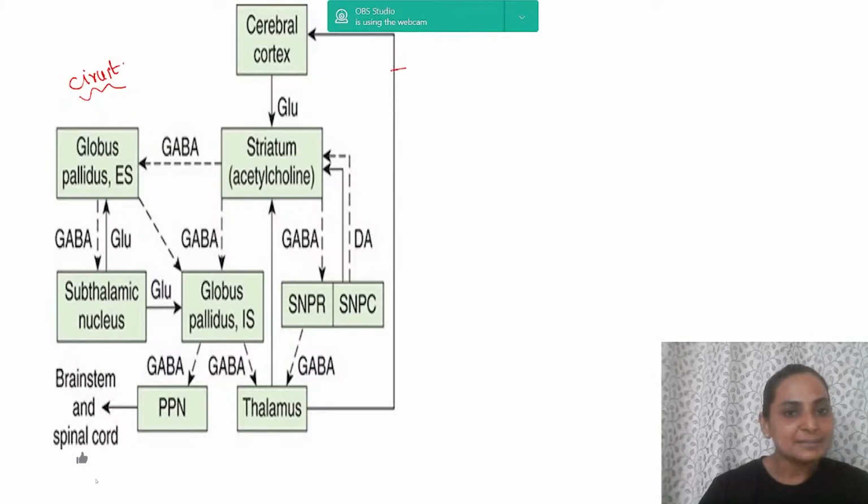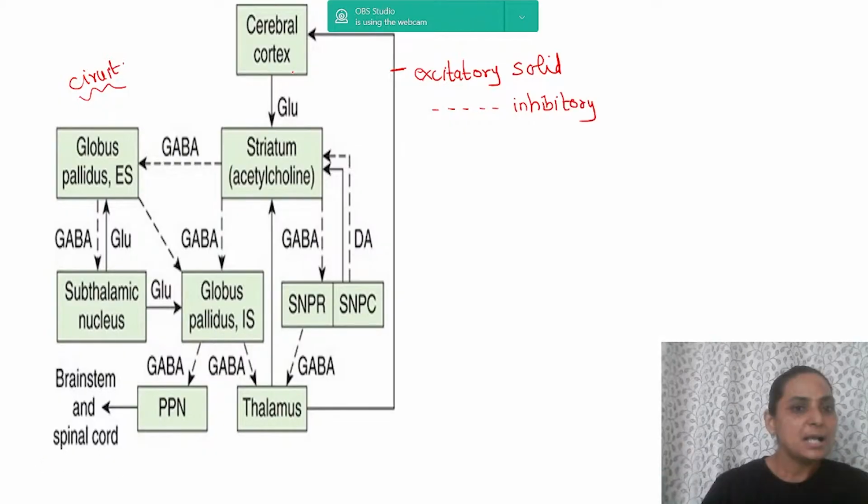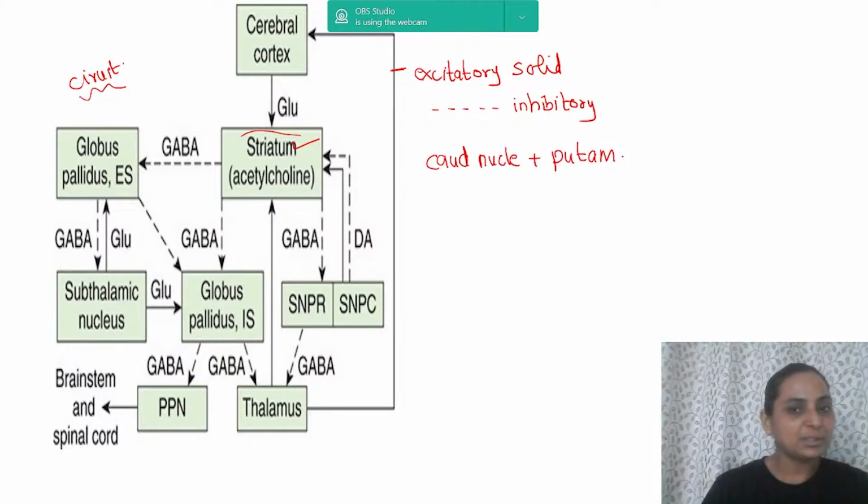Now, the solid lines are excitatory and the dashed lines are inhibitory, right? You can see that the inputs are coming to the striatum. What is the striatum actually? The striatum is the caudate nucleus plus the putamen.